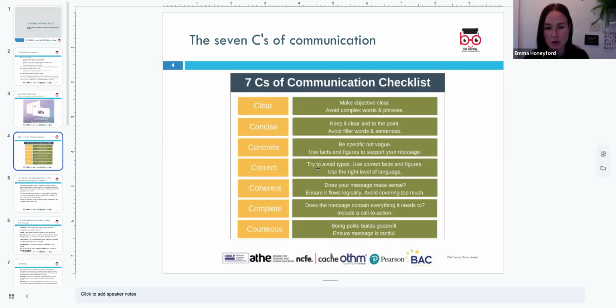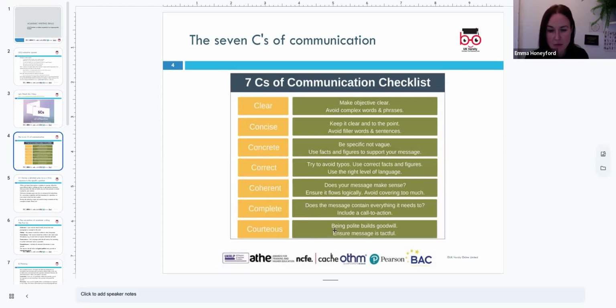Coherent. Does your message make sense? Ensure it does flow logically. Complete. Does the message contain everything it needs to? Include a call to action. Have the things that you've covered really got to the bottom of what you wanted to cover in a clear, complete way? And then being courteous.